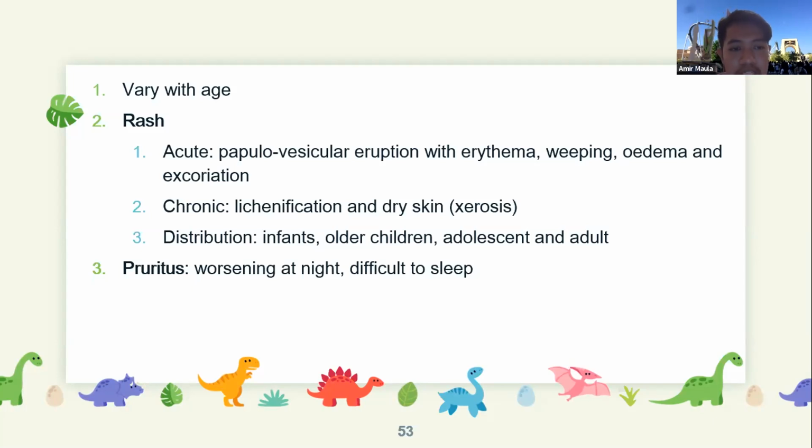Okay, the distribution of the rash: if it is infants, usually on the face, scalp, cheeks, and also the extensor surface of extremities, for example front of the knee, back of the elbow. If it's older children, usually on the antecubital and popliteal fossa. If it's adolescents and adults, usually in the flexural areas, for example back of the knee or in the groin, head, and also neck. Next.